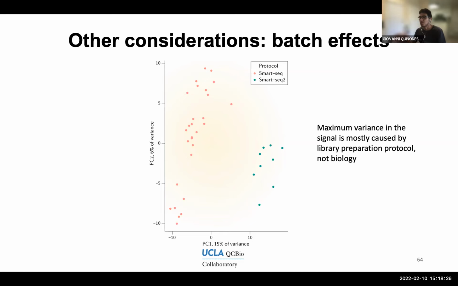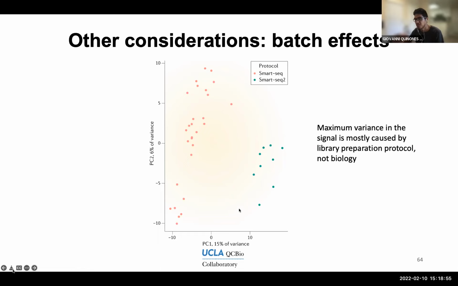And the way to approach this, there are a number of methods out there. When we talk about data integration, the algorithm is also trying to figure out the effects of the batch on your data before trying to match it to a new data set. And in this case, this particular data set you see is deeply confounded.